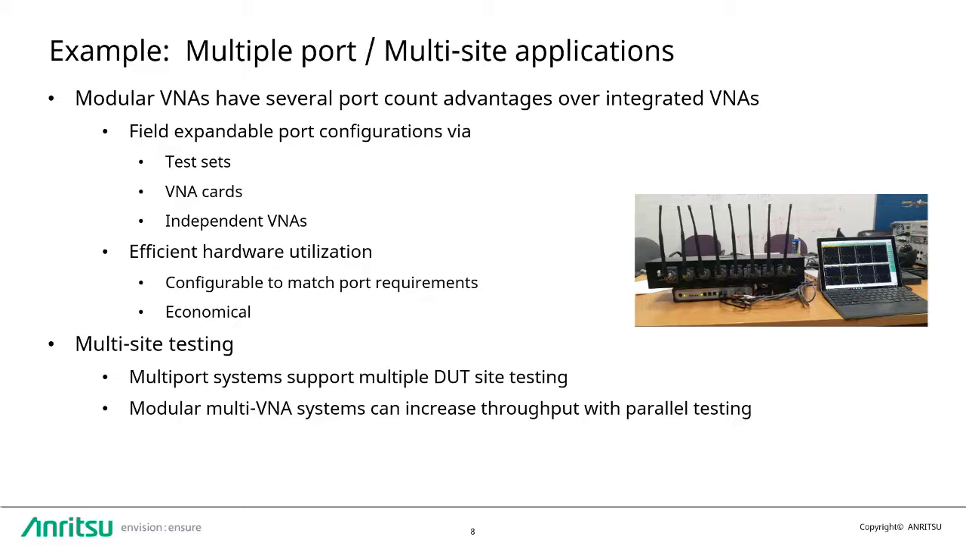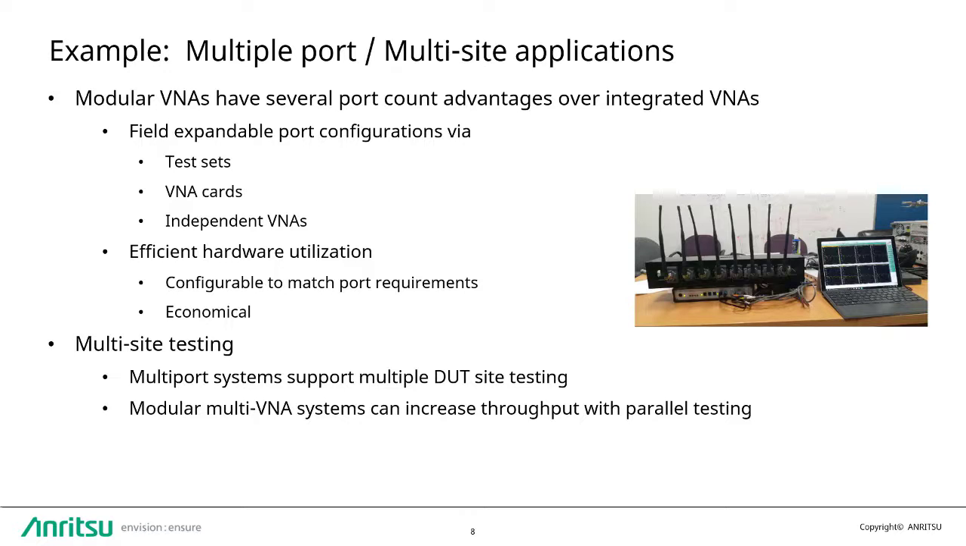Another example where modular VNAs show benefits over typical integrated VNAs is in multiport and multisite applications. Integrated VNAs are not optimal for multiport and multisite applications since they are typically limited to 2 or 4 ports. Modular VNAs have a distinct advantage as most architectures can support more than 4 ports. Whether the expansion is supported through chassis extensions, additional VNA cards in a backplane, or additional independent VNAs, modular architectures are able to test multiport DUTs in a more efficient and economical way than integrated VNAs.